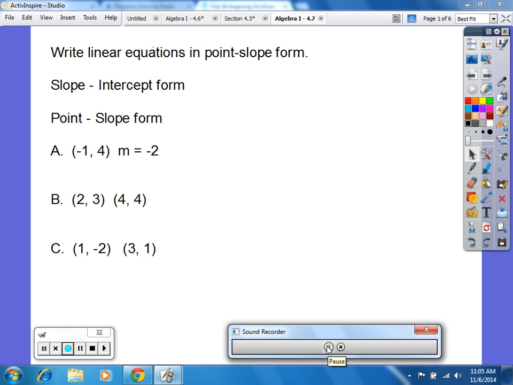Good morning, freshmen. I need you to have your notes out. We are going to add point slope form to your notes today. And also please make sure you have a piece of paper and pencil before we begin.